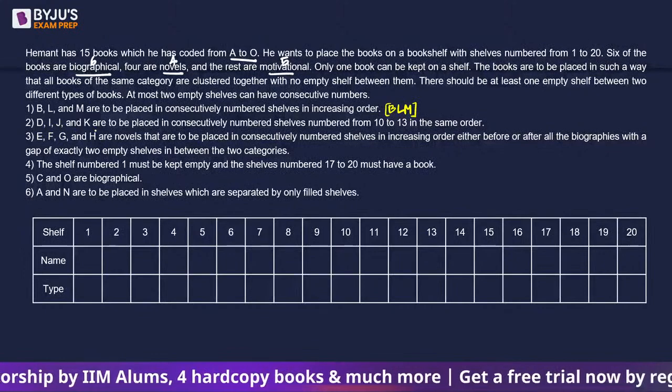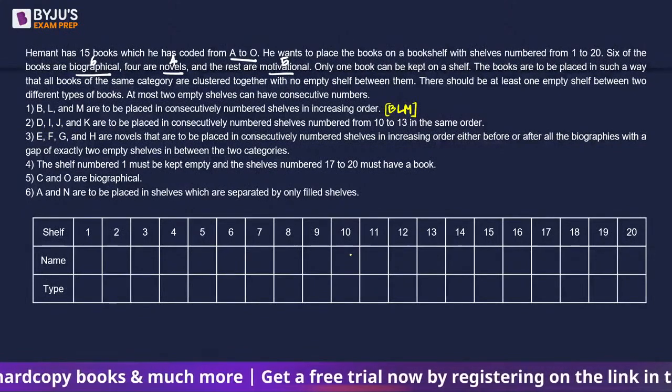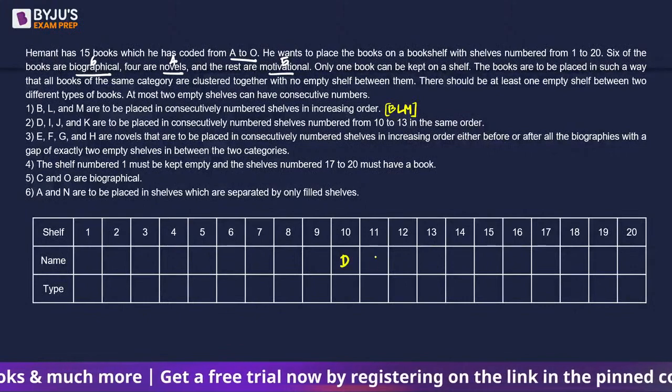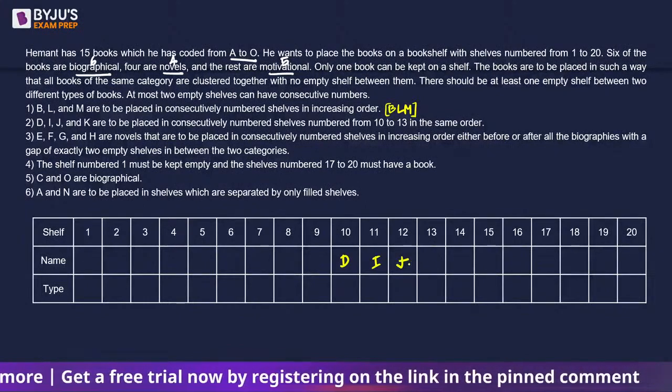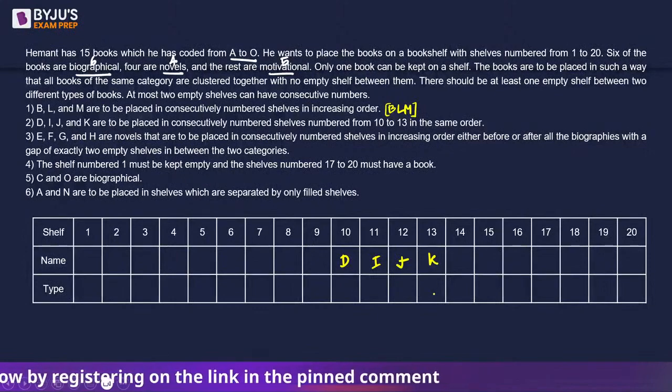Second statement says DIJK are to be placed in consecutively numbered shelves from 10 to 13. So let's place them. 10, 11, 12, 13. So we have D, I, J and K.